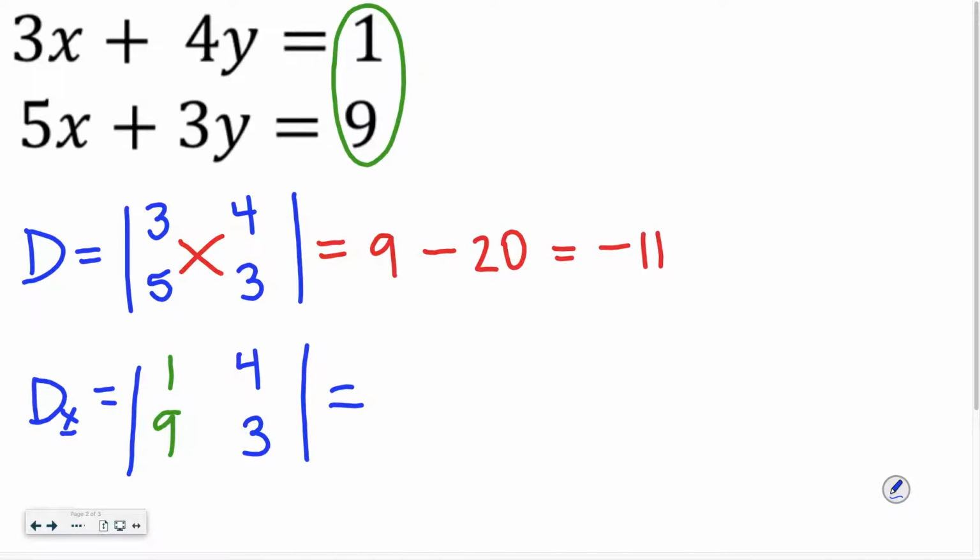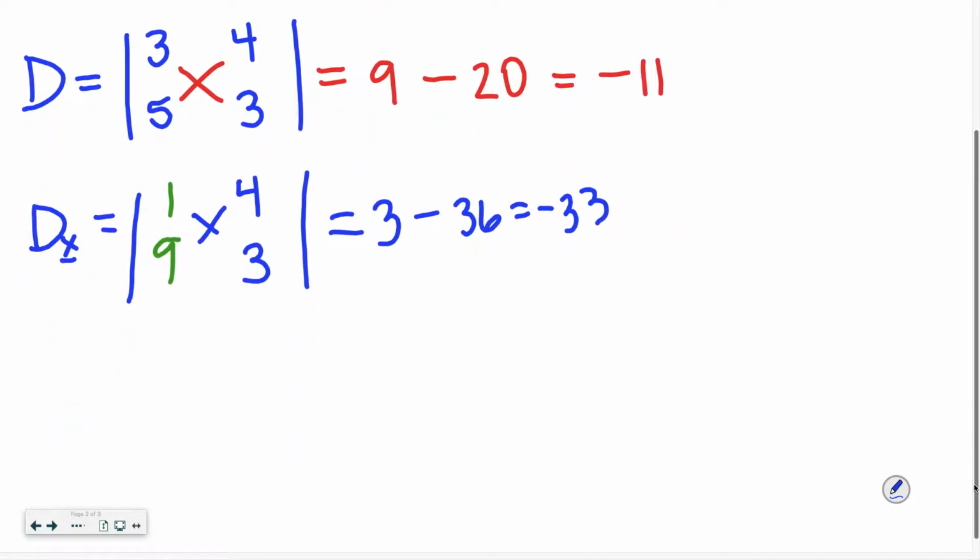All right, so Brecken, what would our determinant be? Okay, negative 33. We have 3 minus 36. So negative 33 is d sub x. Now, for d sub y, we're going to take a determinant, and we're going to use our coefficient matrix, but this time the x column gets to stay as the 3, 5, but the y column is going to get replaced by those constants.